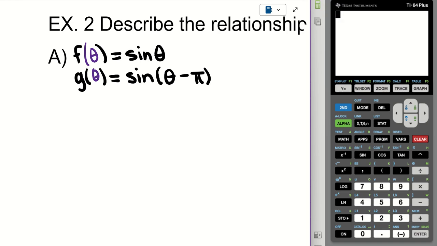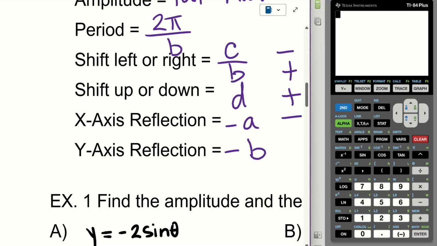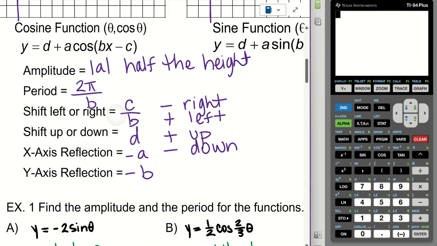I know it's a sine function. I know in general what the sine function looks like. I want to see the difference that's happening in these two equations. So what I see is that the second equation is subtracting pi from theta. So if I look at my equation up at the top, this minus pi, I'm going to scroll back up. Minus pi is in the same spot as the c in this equation. So c has to do with the translation left or right, okay?